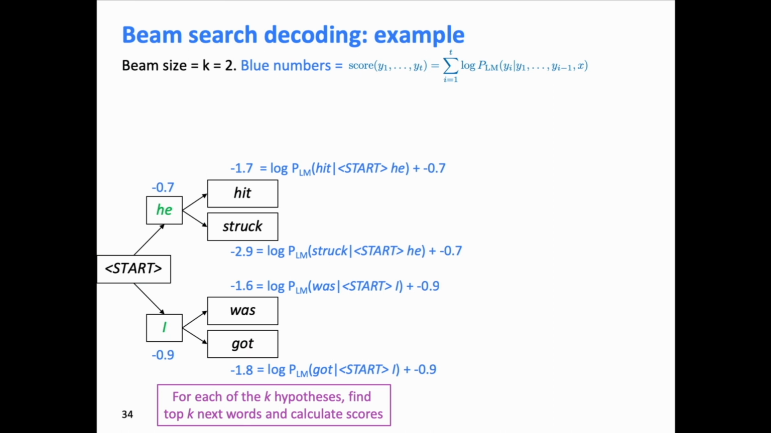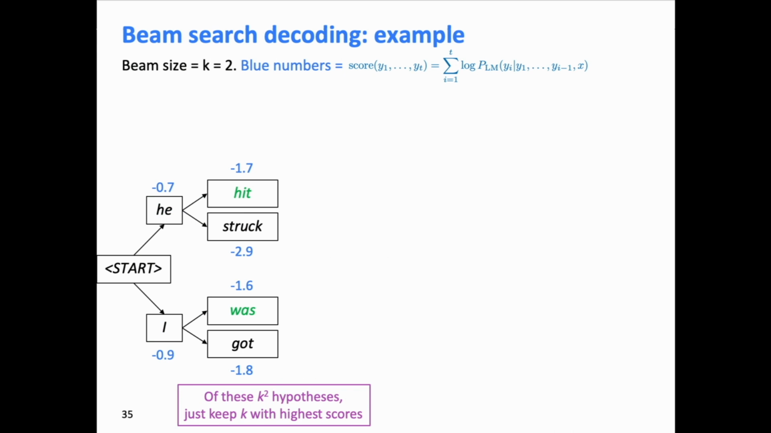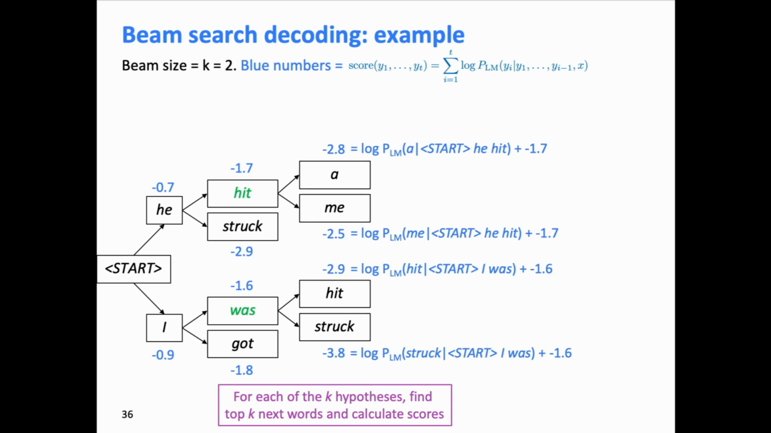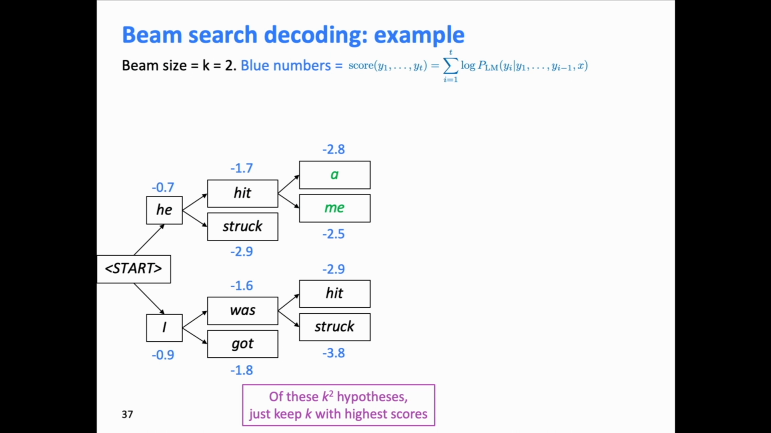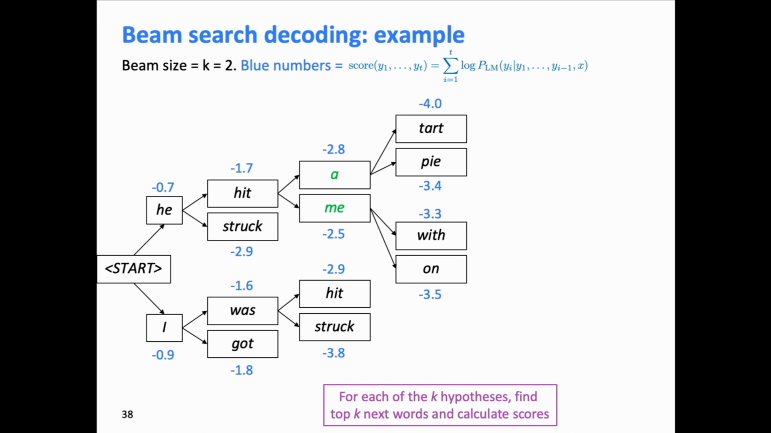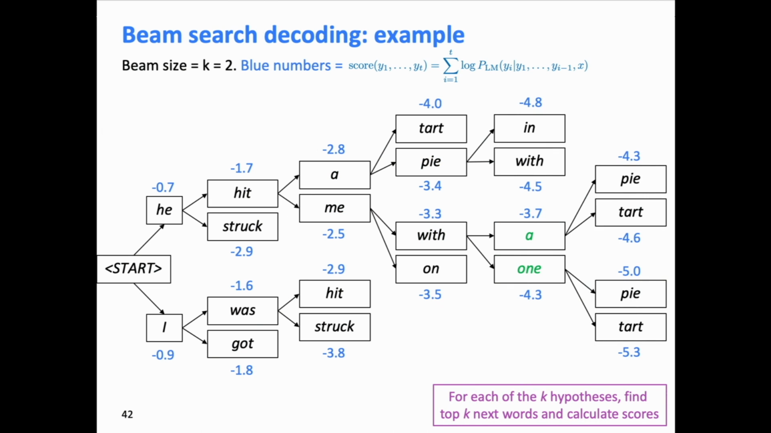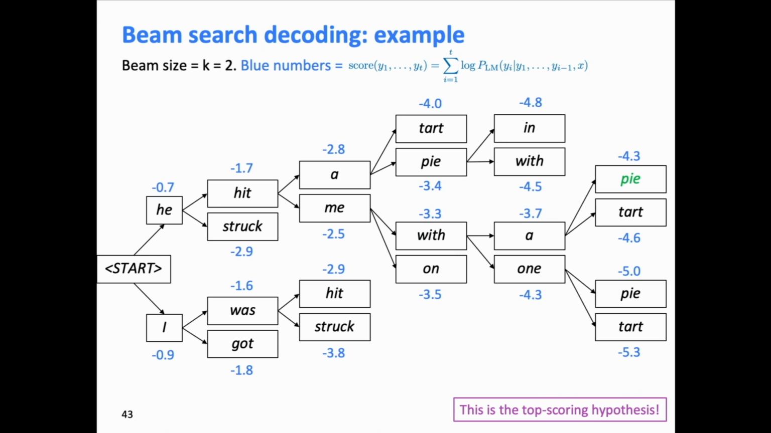So here you can see that we have these 4 possibilities and that the top 2 scores are minus 1.6 and minus 1.7. So this means that "hit" and "was" are the 2 best ones. So the idea is that of these k squared equals 4 hypotheses, we're just going to keep the k equals 2 top ones. And then we just keep doing the same thing. For these 2, we expand to get the 2 next ones. And then of those, we compute the scores. And then we keep the 2 best ones and discard the others. And then of those, we expand. So we keep doing this again and again, expanding, and then just keeping the top k and expanding like this until you get some kind of finished translation.